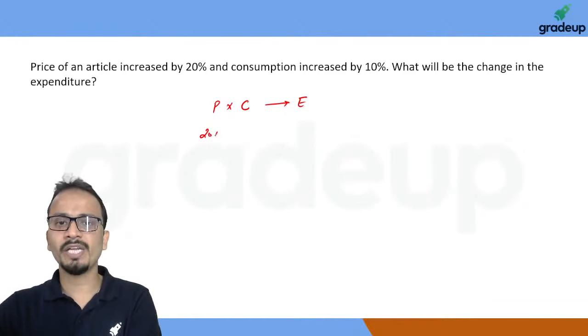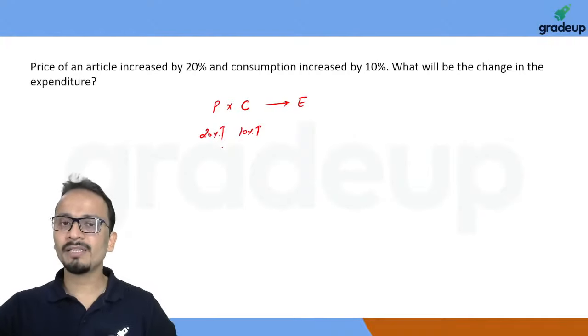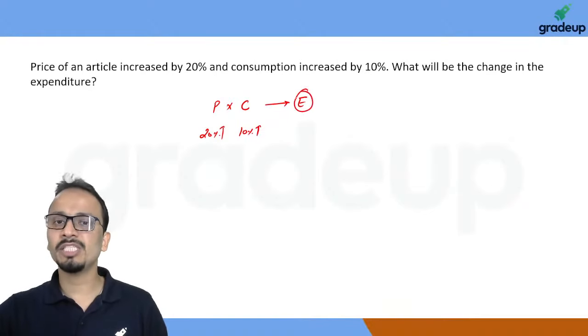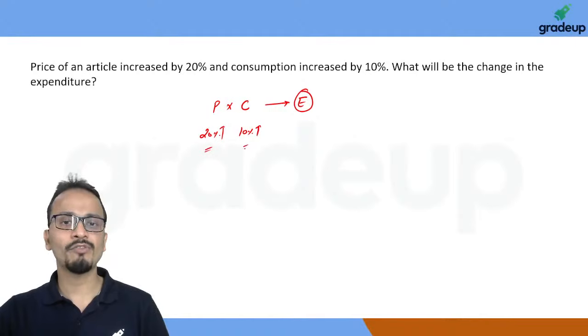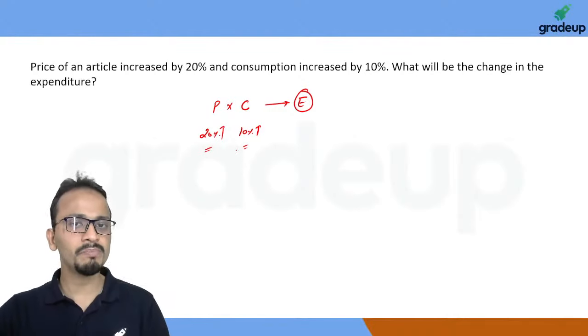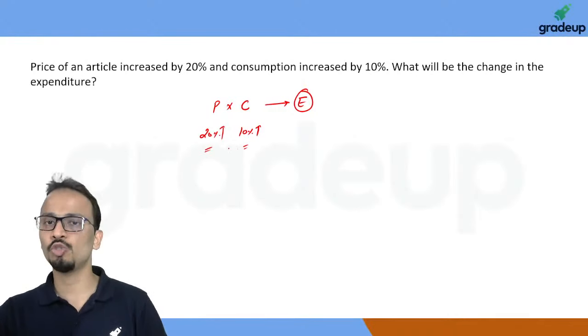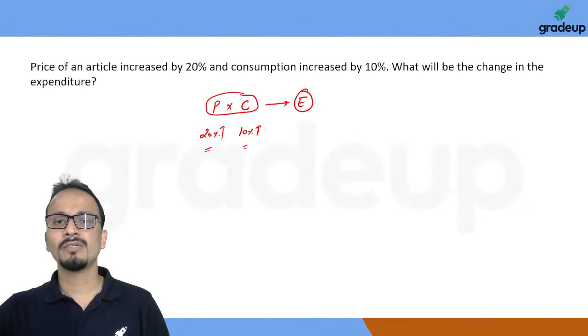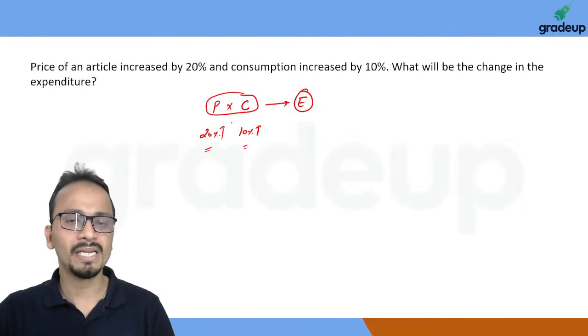Change in price is 20% and change in consumption is 10%. Both are increases. So you can apply the formula of A plus B plus AB upon 100. The net change in expenditure can be given by applying the formula of A plus B plus AB upon 100 on these two values.